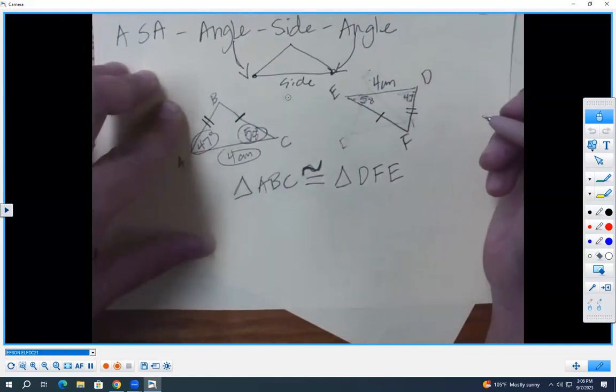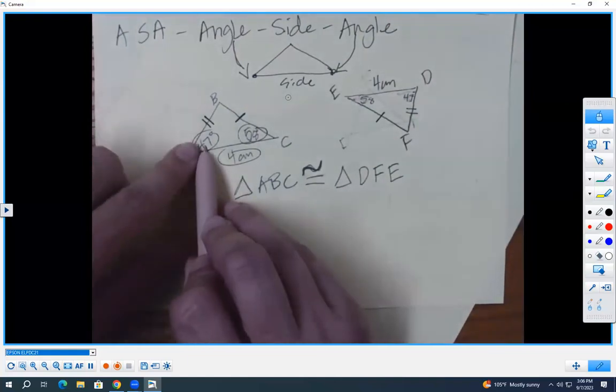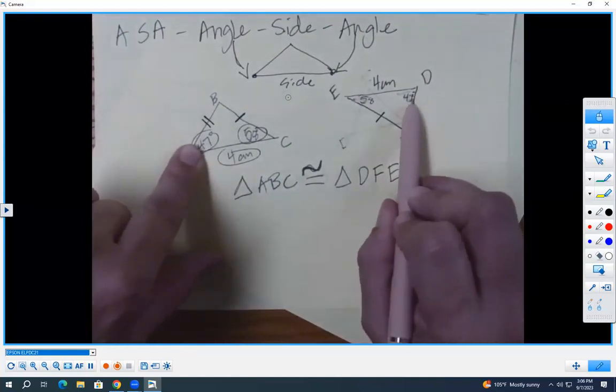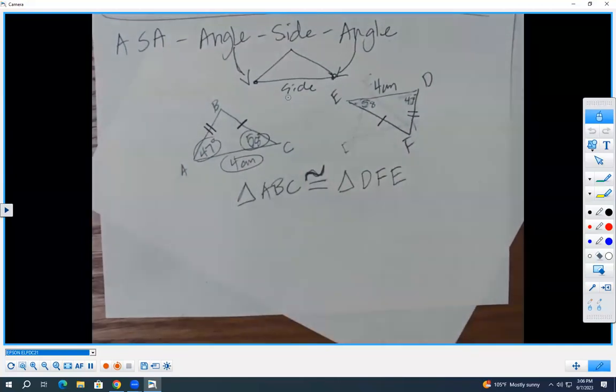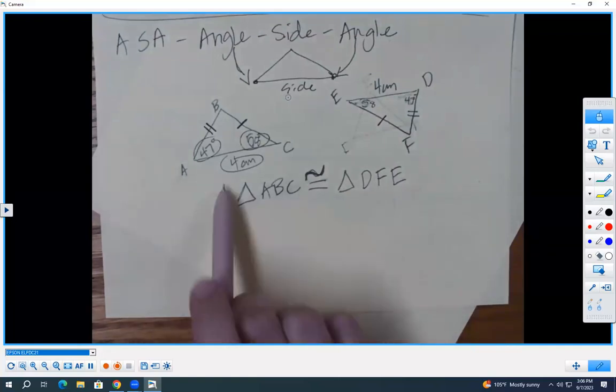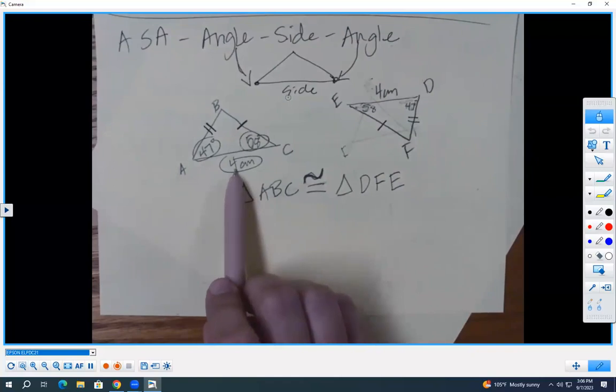Does that make sense? So the angles don't have to be the exact same, like, they don't all have to be 45. No. It means this angle has to match with the other, and this one matches with this one. So 2 match, and the side in between the 2 that match. Okay, so we said very specifically the included side.